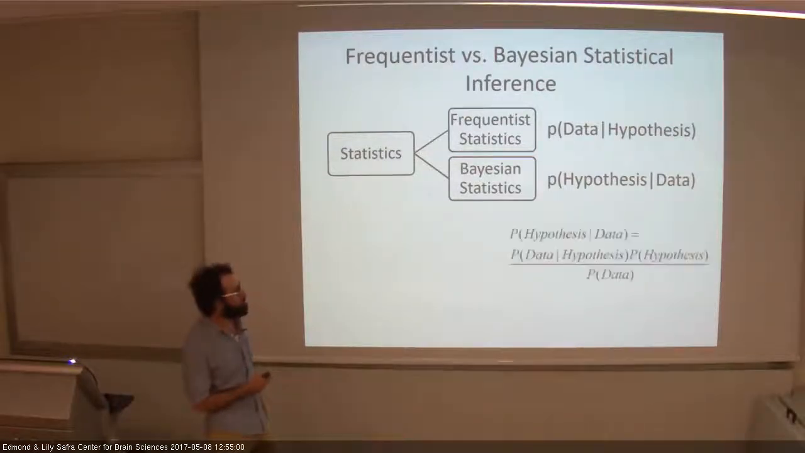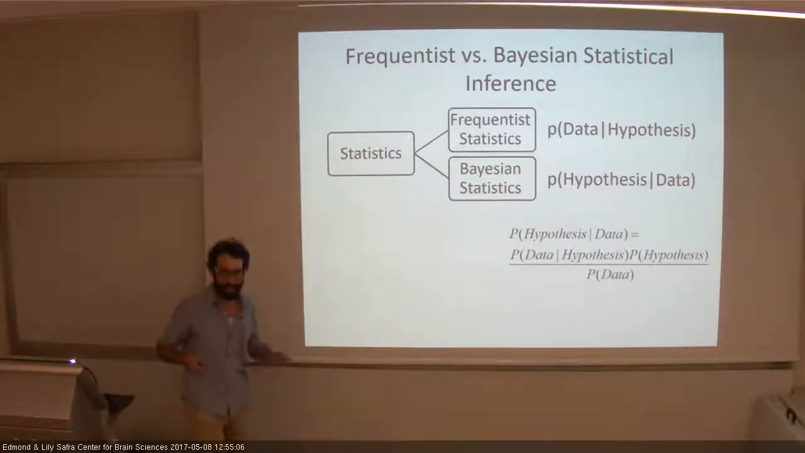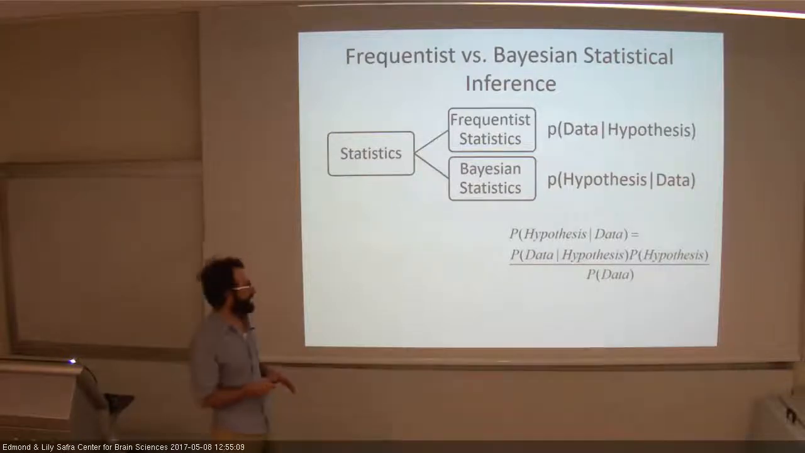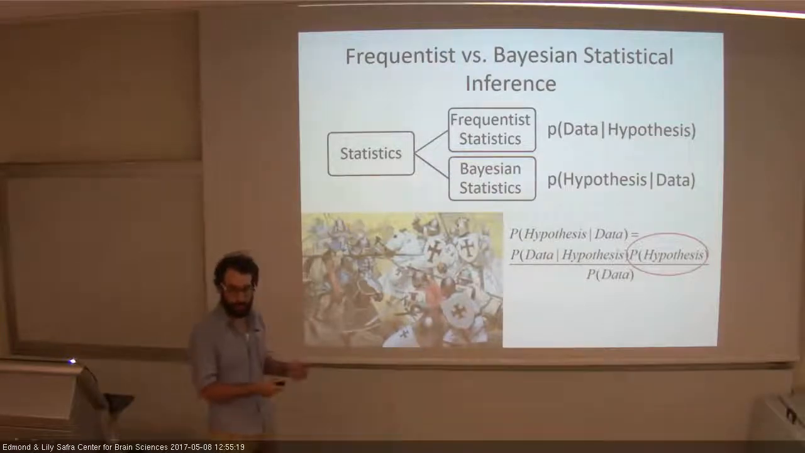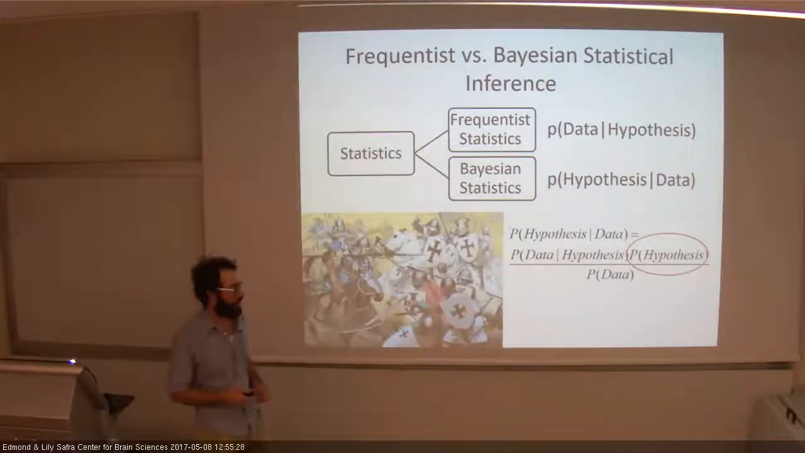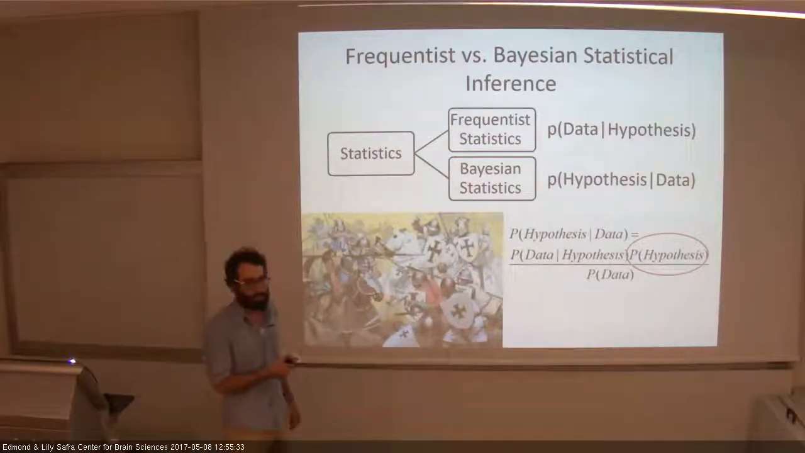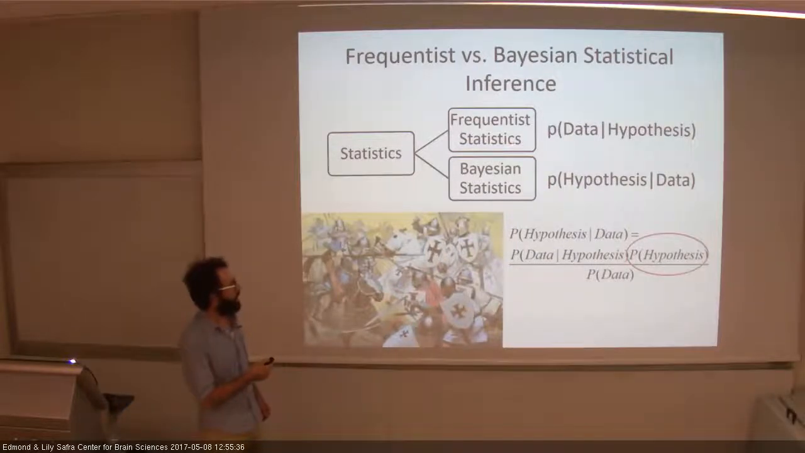And the reason that these are two different parties, or, I don't know, religious cults, sometimes, in statistics is that in order to move from this likelihood to the posterior, you have to incorporate a prior over the hypotheses. You have to have a number which means how probable it is that we don't have an effect, or that we have an effect of a certain size. And for the frequentist statisticians, this is a completely illogical step. And for the Bayesian statisticians, this is illogical.